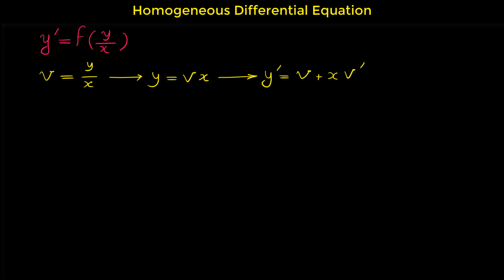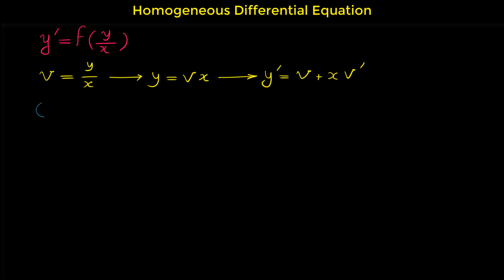And then if we substitute y prime here with v plus x v prime, and we substitute y over x with v, then we can convert a homogeneous differential equation to a separable differential equation. This is the way that we can solve homogeneous differential equations. Let us start with our first example.